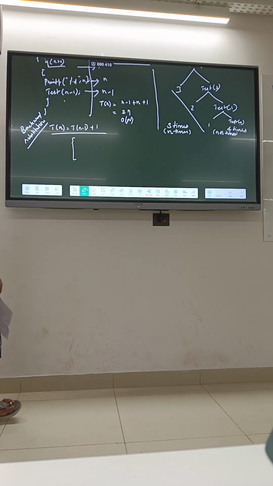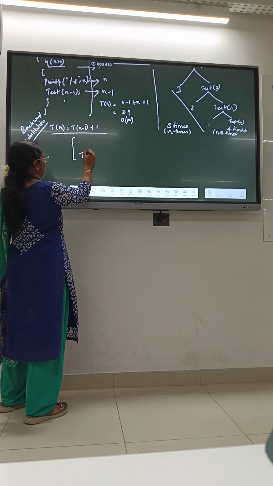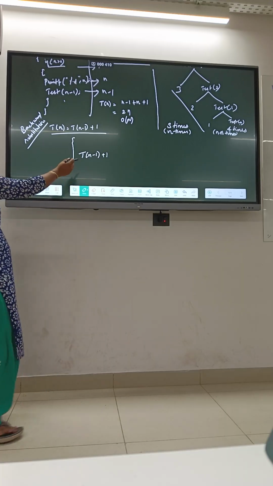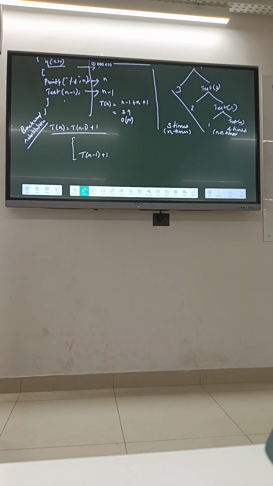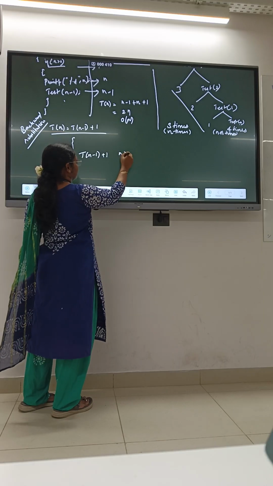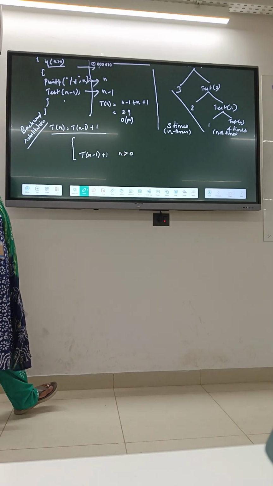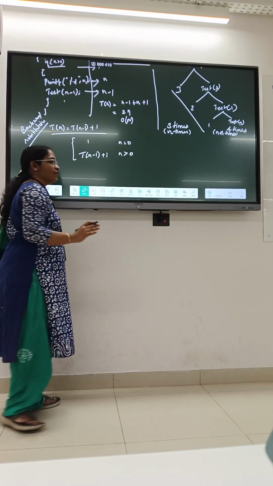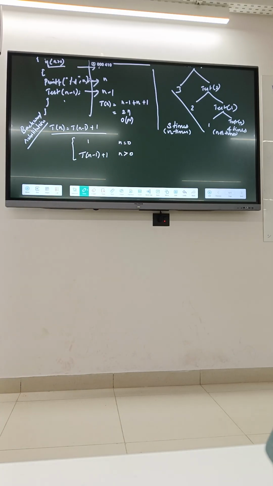With the backward substitution. Previously we have seen three methods, right? So now what I am doing is T of n minus 1 plus 1. At what time is it T of n minus 1 plus 1? When n is greater than 0. When n is equal to 0, it is a constant. In this way only you have to write.